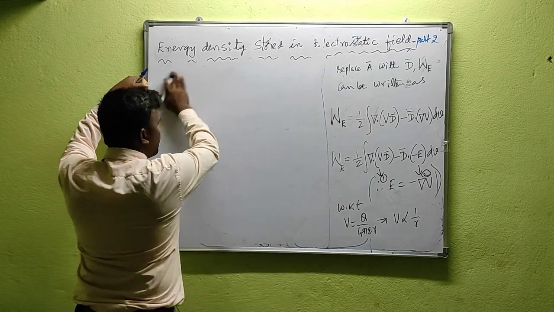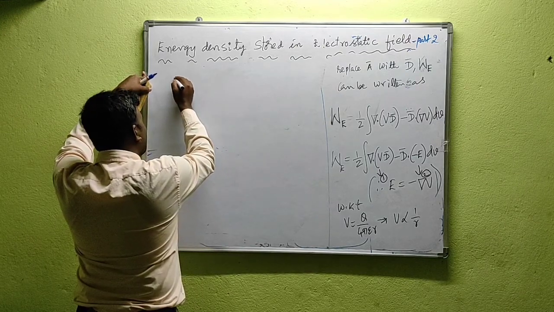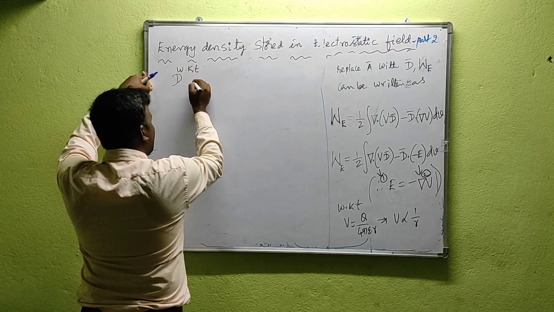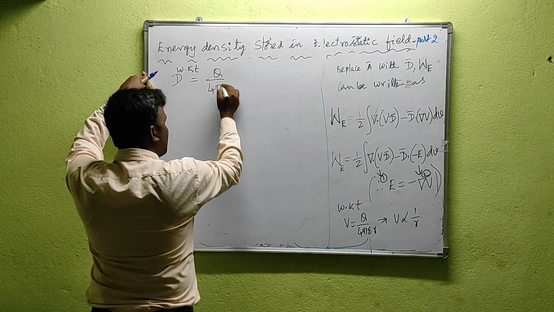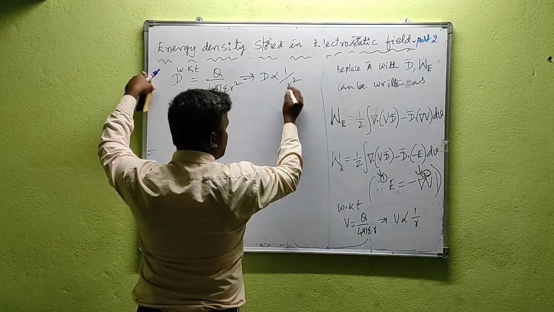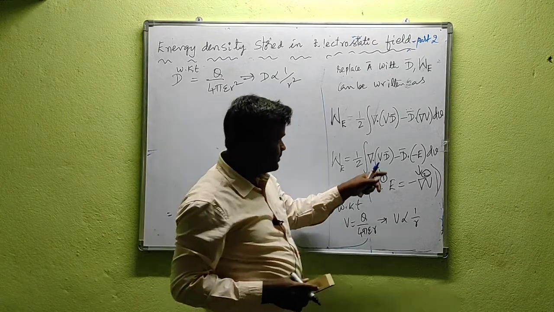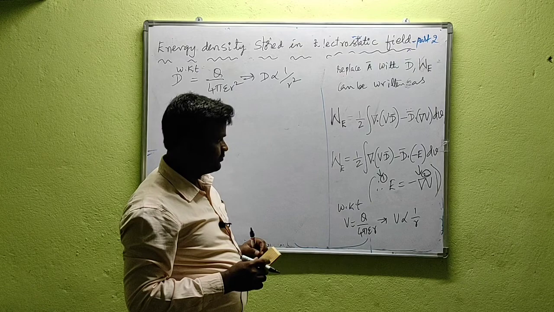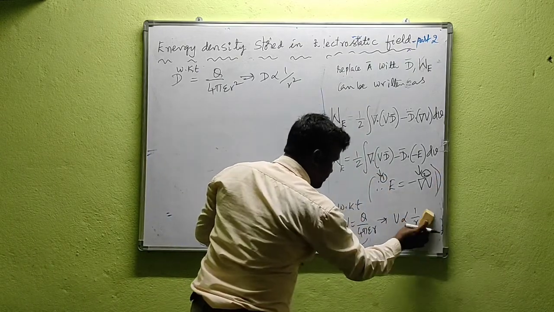And we know that D equals Q by 4 pi epsilon R square. It implies D varies inversely proportional to the square of R. Sorry for this one, we need to write one more step.